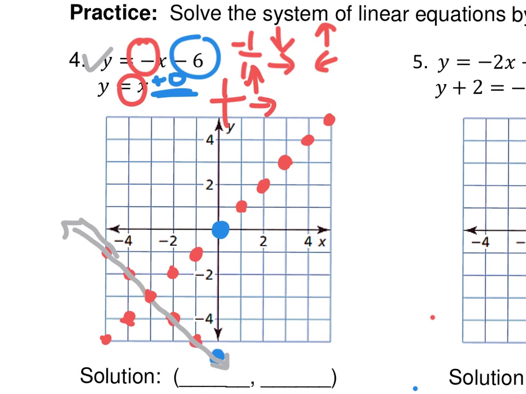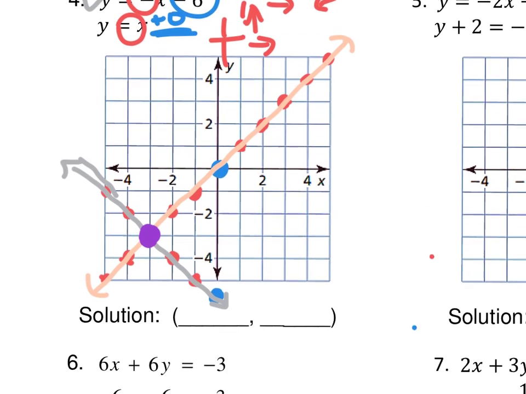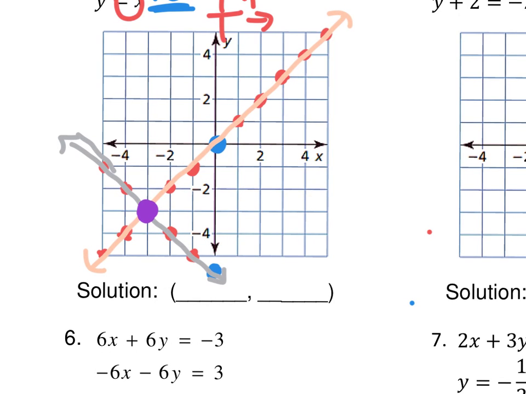So when I connect these two lines, I am looking for where they intersect. That would be their solution. So looking at these two lines, my intersection is this point here. This is the point where the two lines connect to one another. So that is going to be my solution. So my solution is the ordered pair -3, -3.